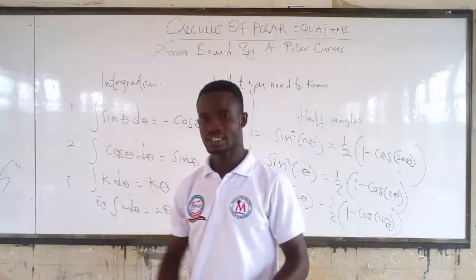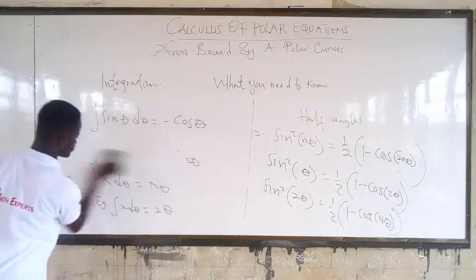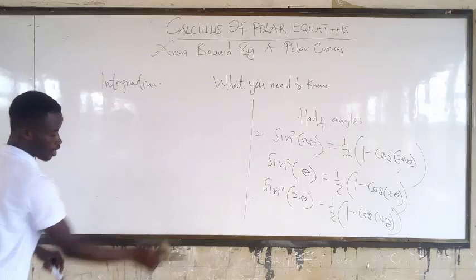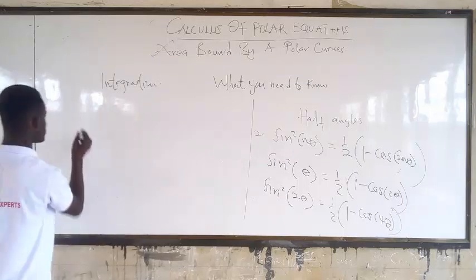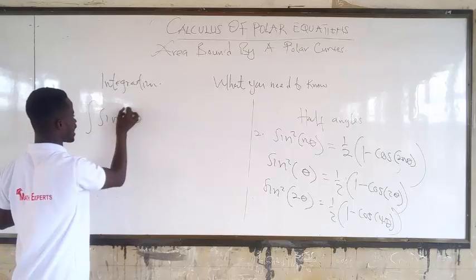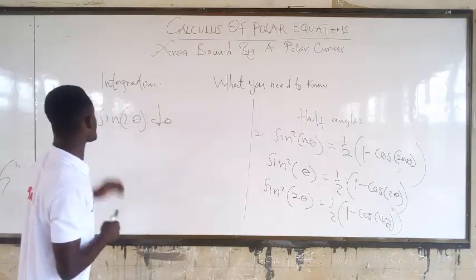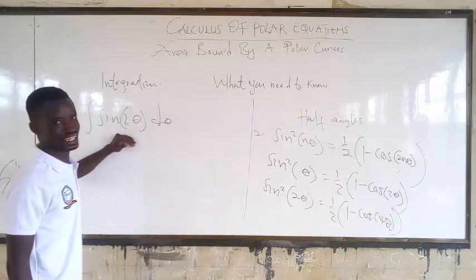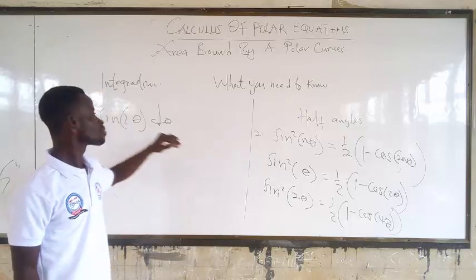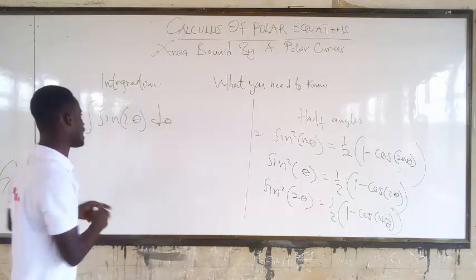Again, another technique that you also have to know, I want to help you so that when we get there, you will not suffer. To integrate something like sine 2 theta d theta, you know that if you integrate sine, you get what? Negative cos. But here, it's not just sine theta, it's sine 2 theta.